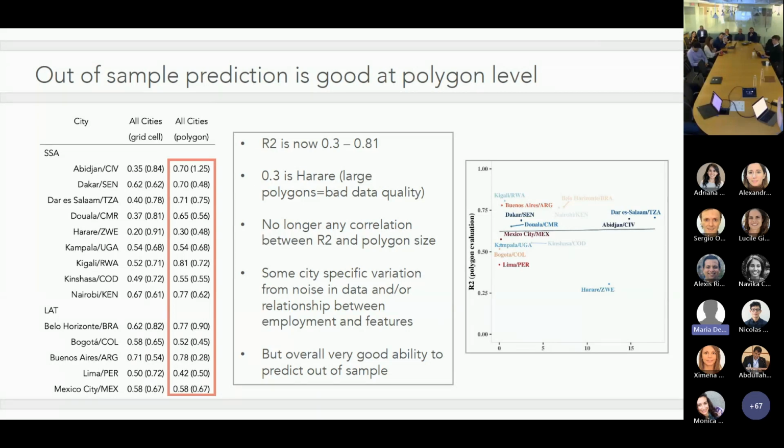And it's probably due to two things. There's probably some city-specific variation in the relationship between the features and employment density, but there's also going to be noise on either side, right? So we're very happy with this kind of final result. And we think that we can conclude from this that we can do out of sample prediction very well. And when we evaluate the R-squareds at the polygon level, we no longer have this correlation with polygon size.